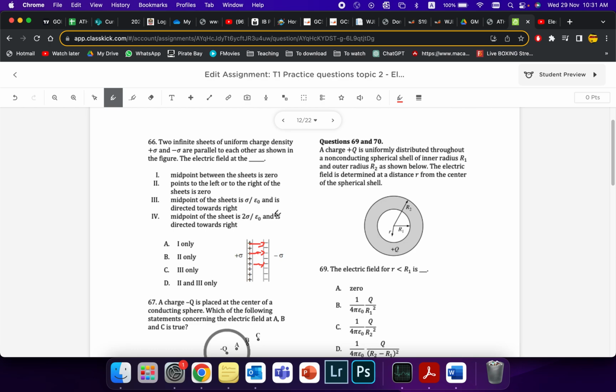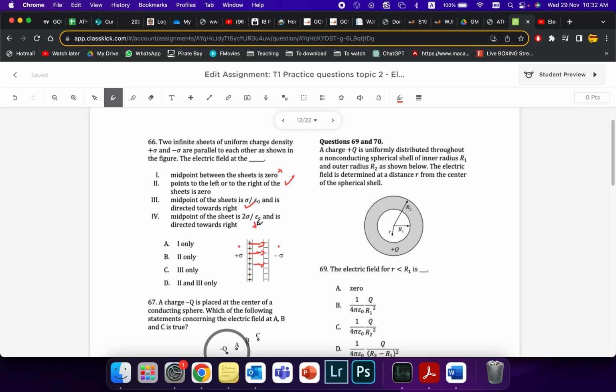Midpoint between the sheets is 0. Well, no, because there's a maximum in between, so that's wrong. Points to the left or the right is 0. Well, yeah, actually, over here and over here, they will cancel. It becomes 0. That is true. Midpoint is the density over epsilon. That is correct, and this one is wrong.